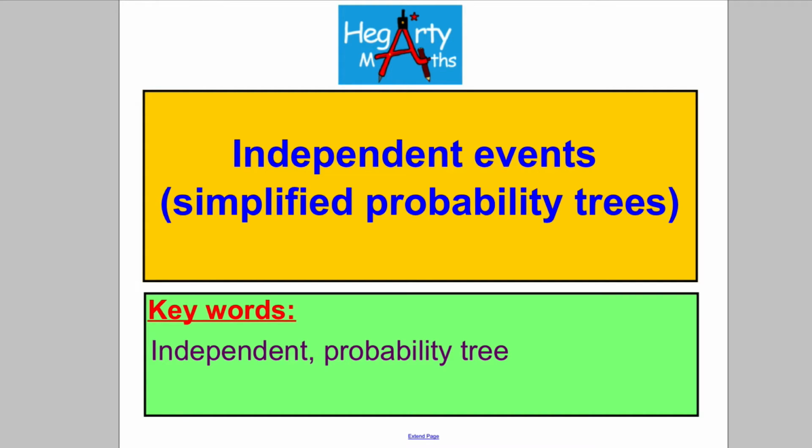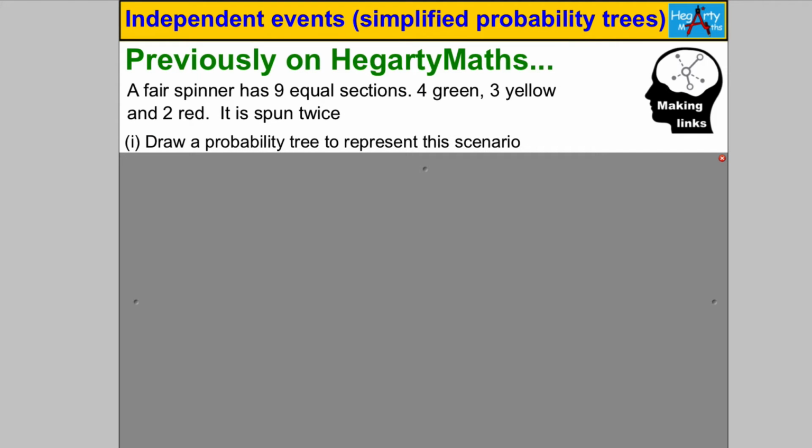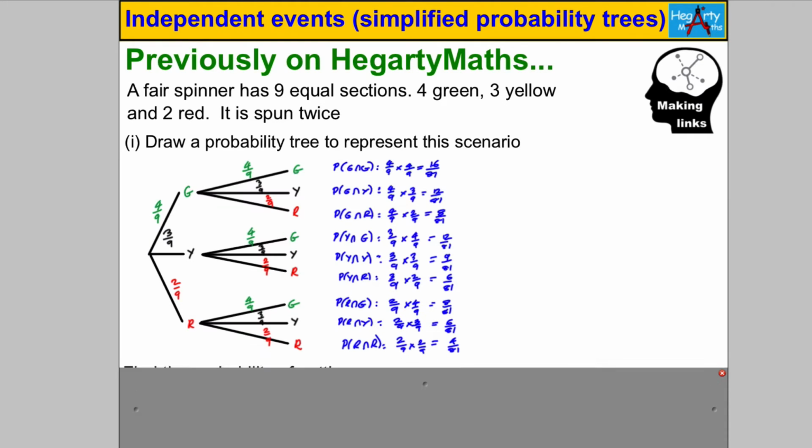It's Mr. Hegarty here, and in this video we're again talking about independent events, but I'm going to introduce you to a new idea called simplified probability trees. So here is a question we have previously answered using probability trees. Pause the video and double check you could draw the probability tree for this scenario. Okay, it was a fairly in-depth probability tree, but hopefully you got something as follows.